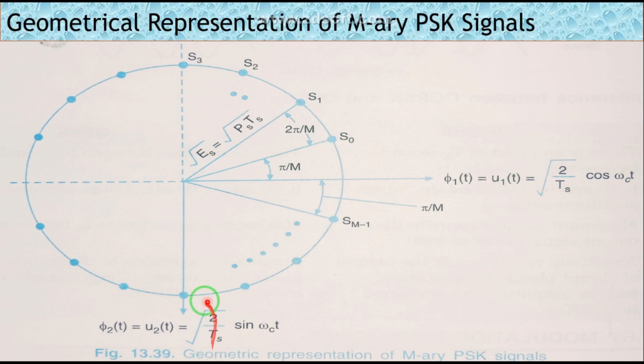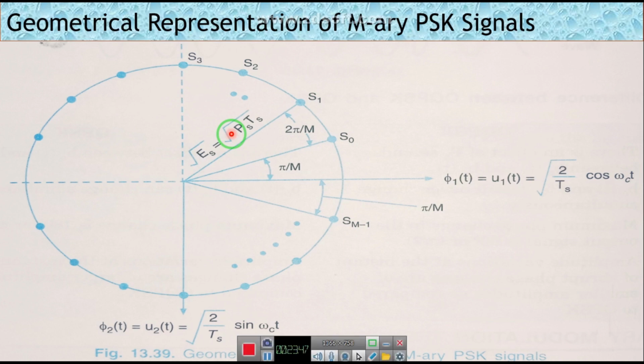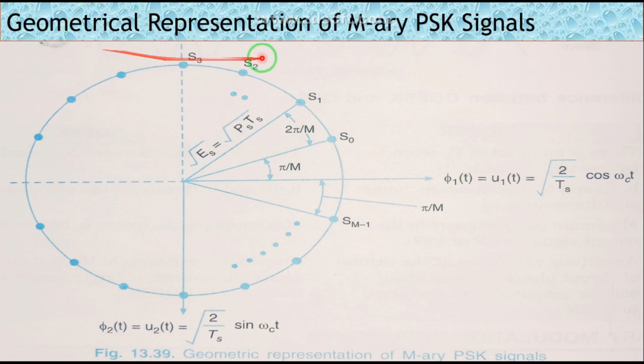And you can see the angle between these two symbols is 2 pi by M. It is separated by 2 pi by M. So this is your geometrical representation of M-ary PSK. So in the examination, if it comes, then you have to draw this figure.